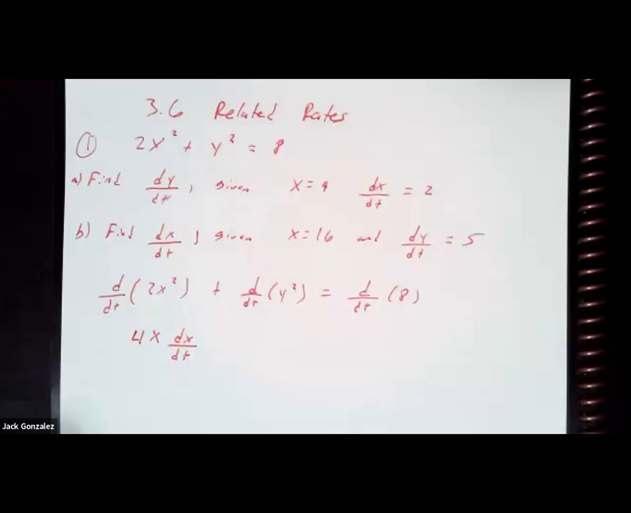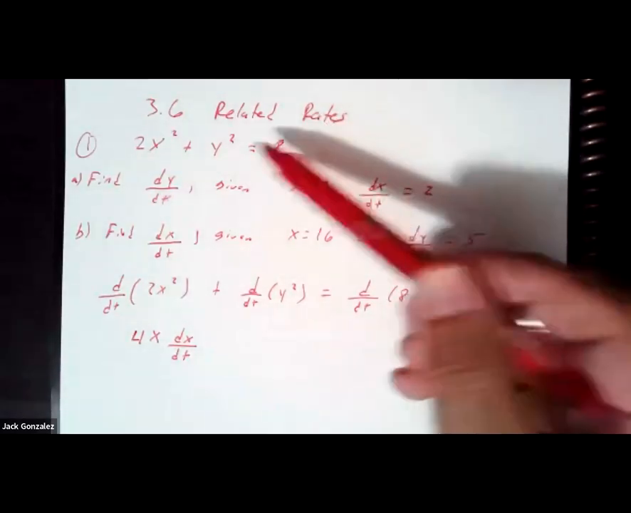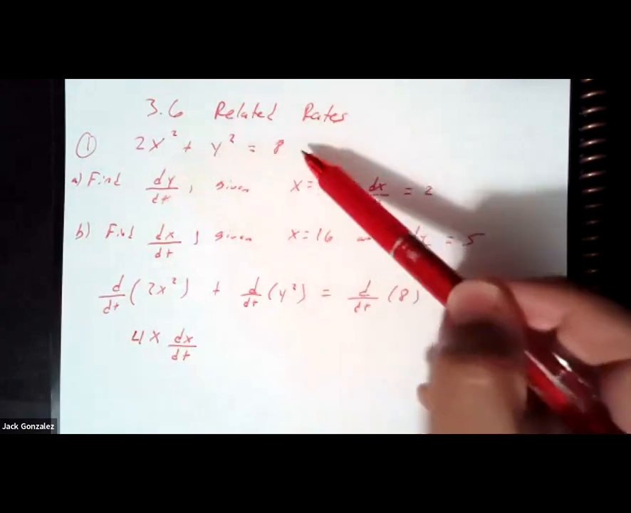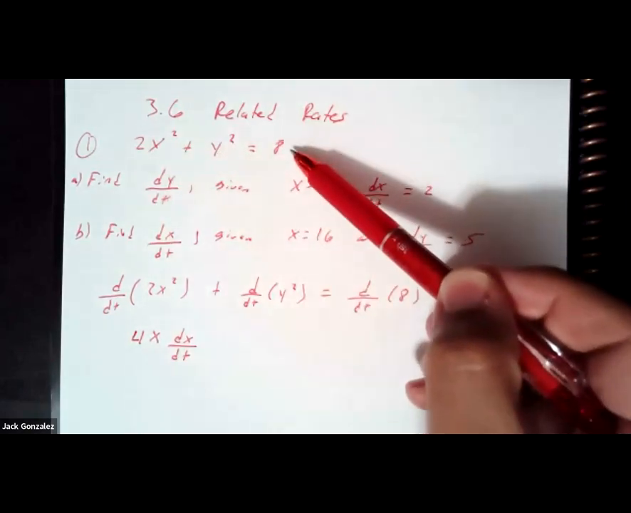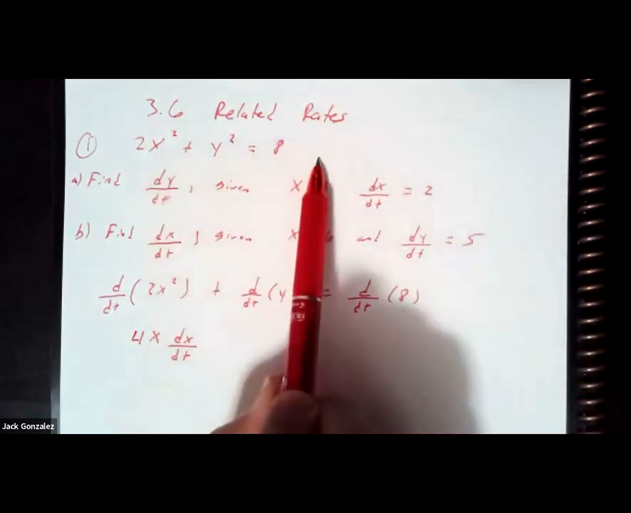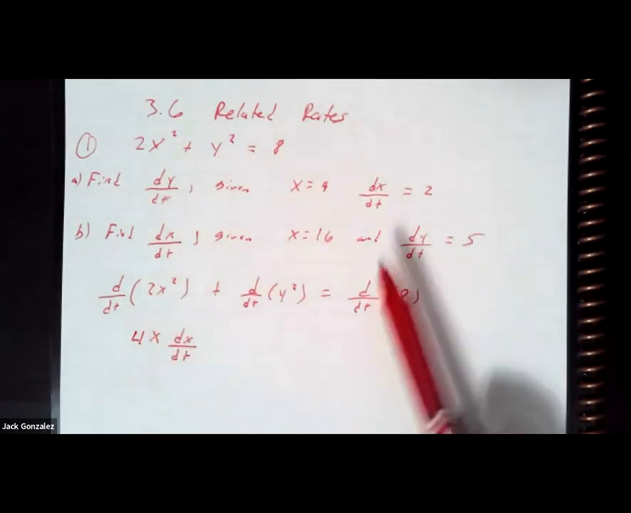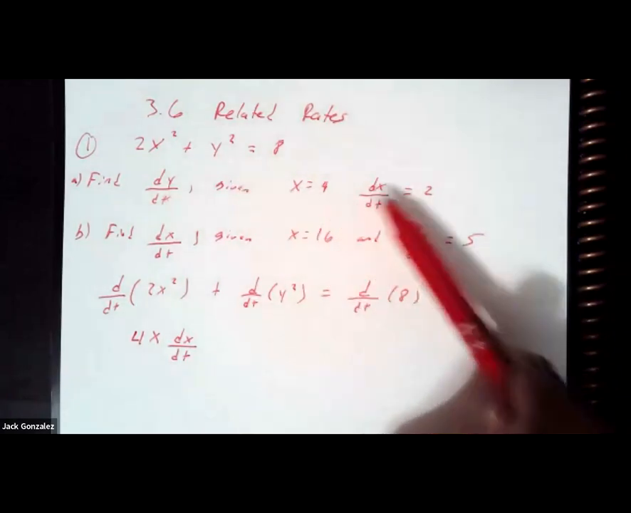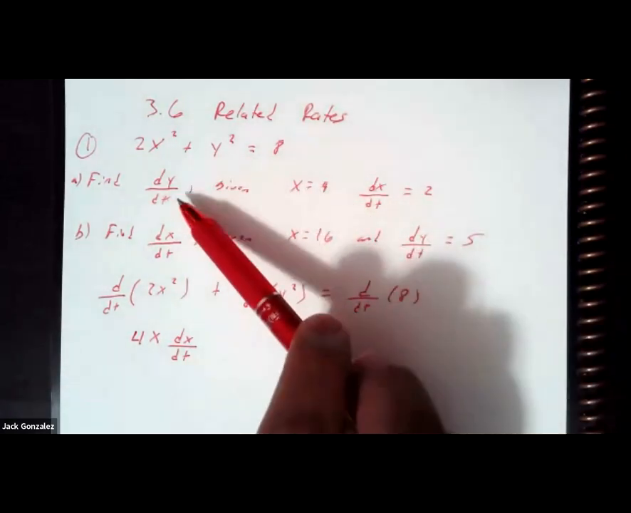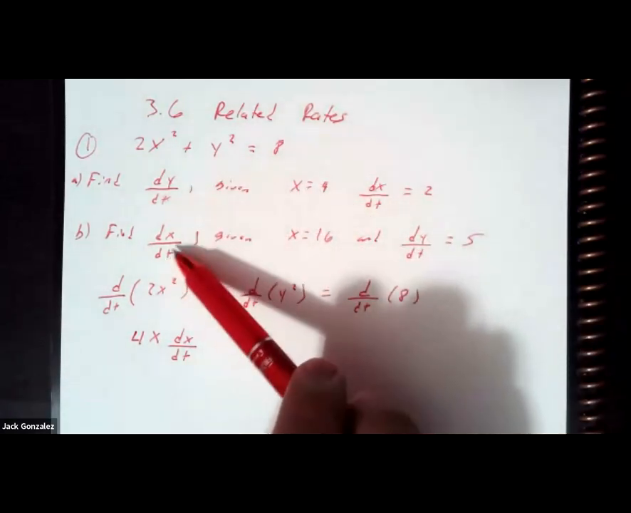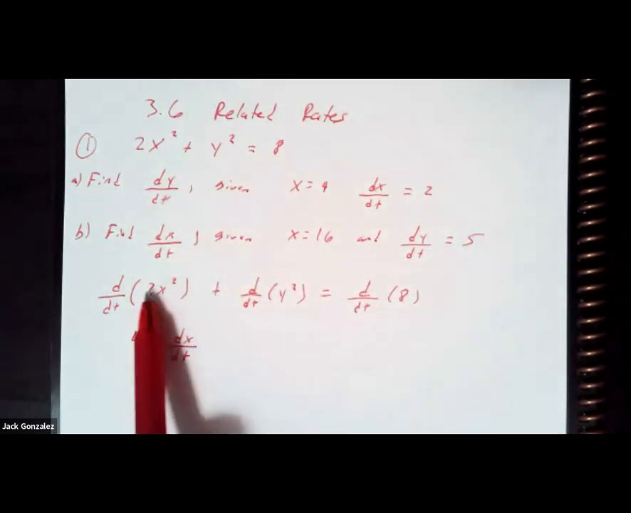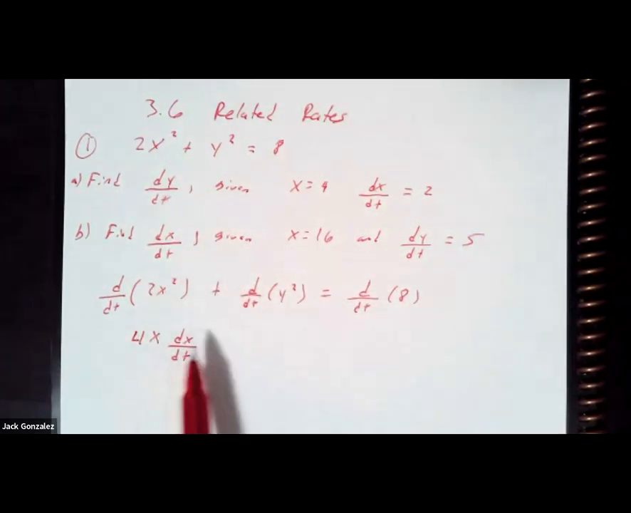All right, so from the top. Given some equation, first step is to take the derivative with respect to time, not any individual variable. Once you find that, you'll plug in these numbers and find the specific dy/dt or dx/dt. So derivative of this guy is 4x times dx/dt.